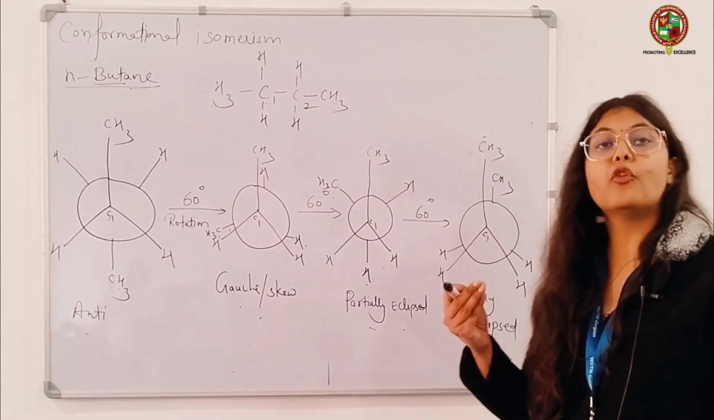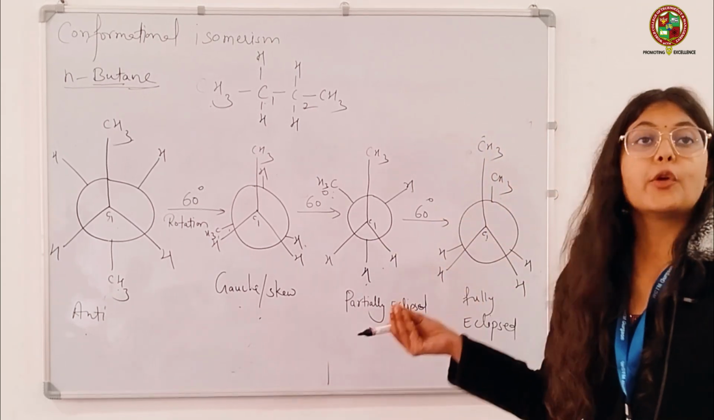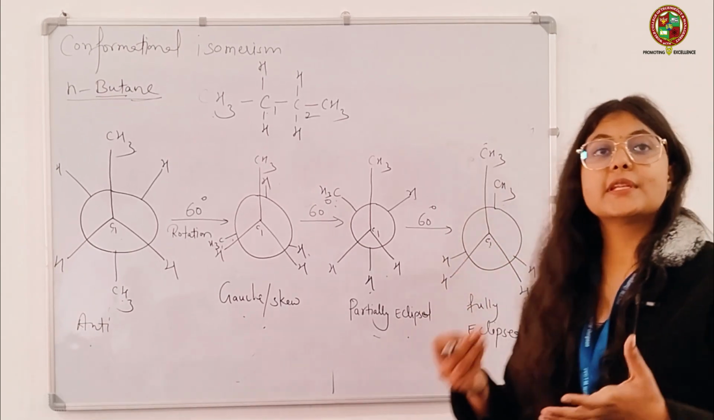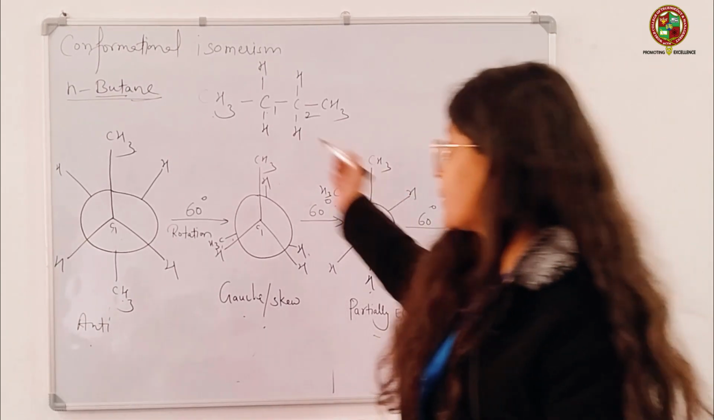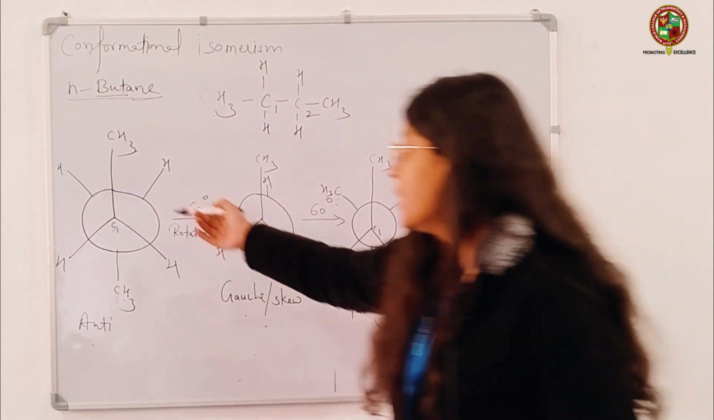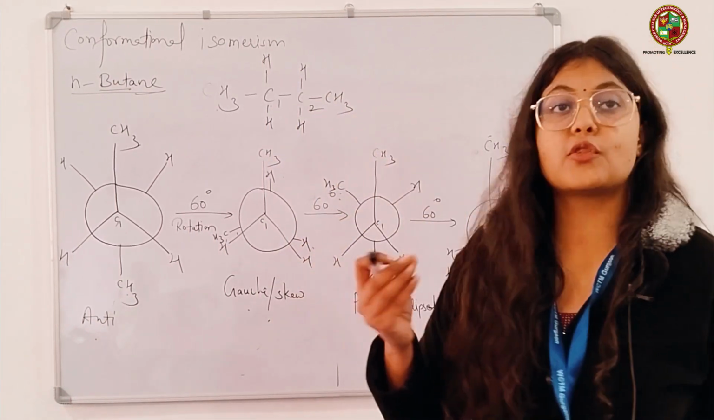These are the 4 main conformations of N-butane. If we continue the rotation, what will happen? After 360 degree rotation, we will get the anti-conformation again. So these are the conformations of N-butane.